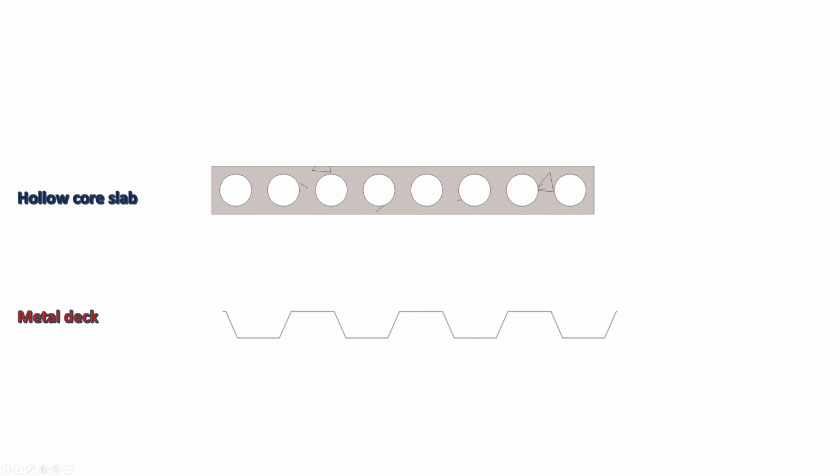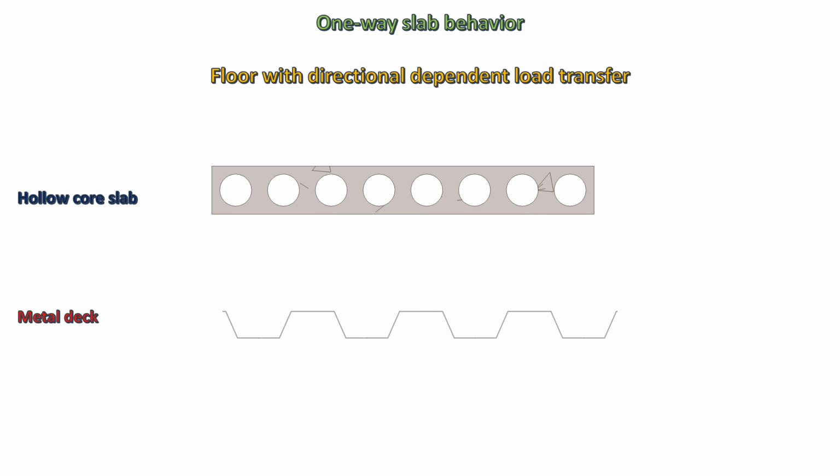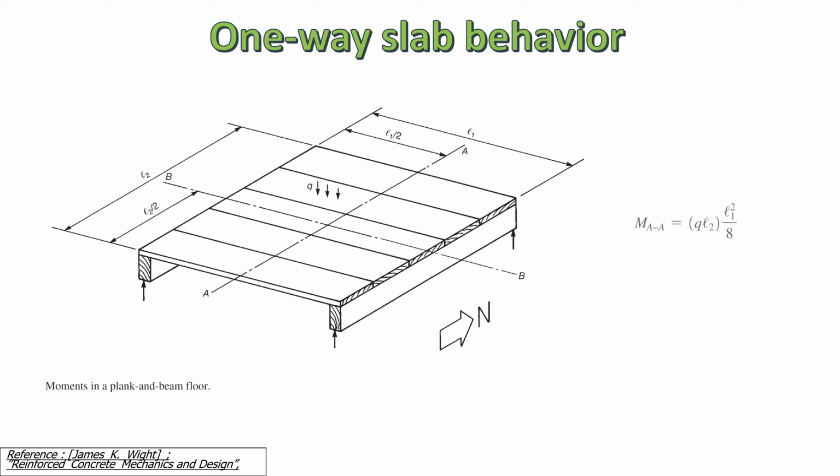The simplest form of the structural floor is one-way slab behavior, such as a hollow core slab or metal deck. The structural behavior of a one-way slab could be described using these equations.